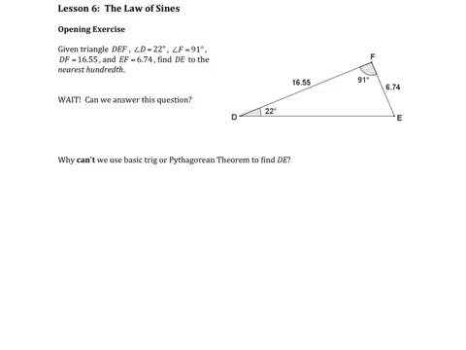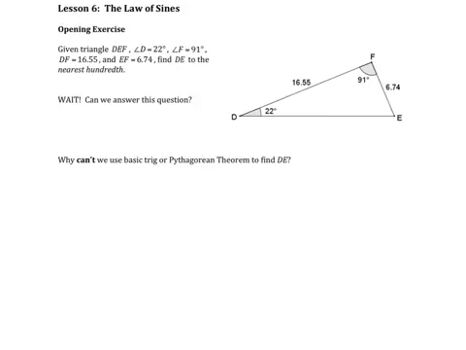Unit 6, Lesson 6, The Law of Sines. In this opening exercise, we are given triangle DEF, where angle D is 22 degrees, angle F is 91 degrees, DF is given as 16.55, and the length of EF is given as 6.74. Find DE to the nearest hundredth.